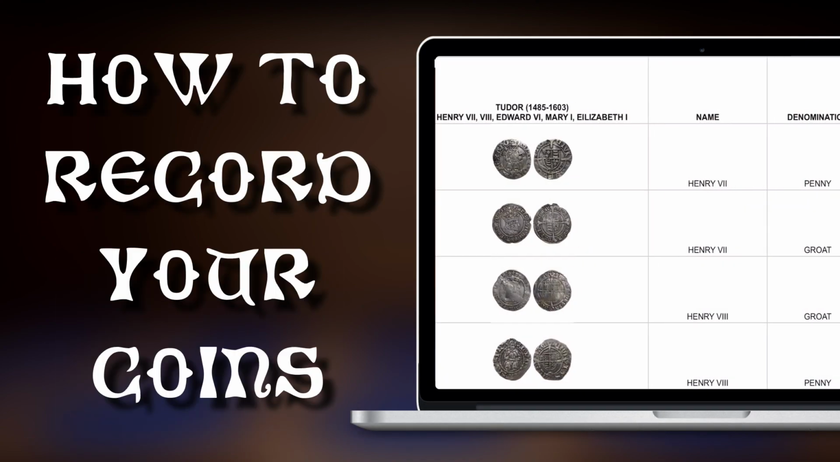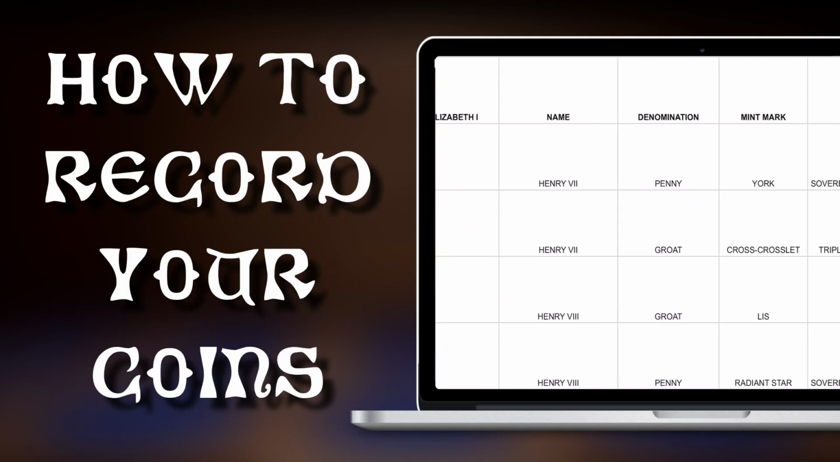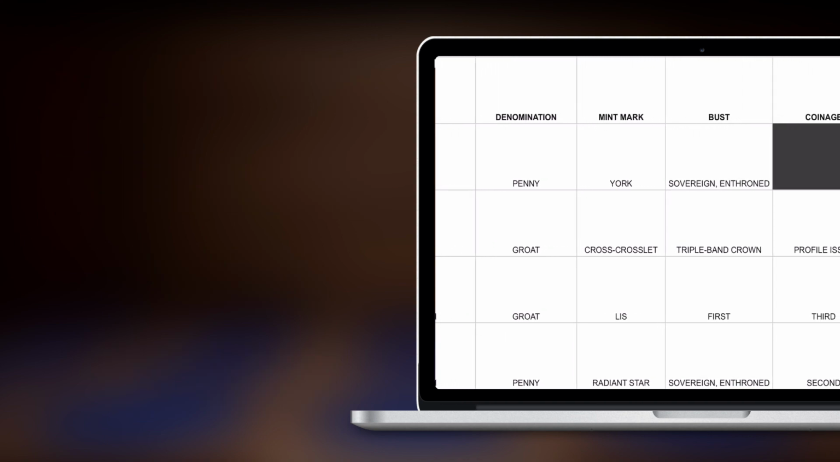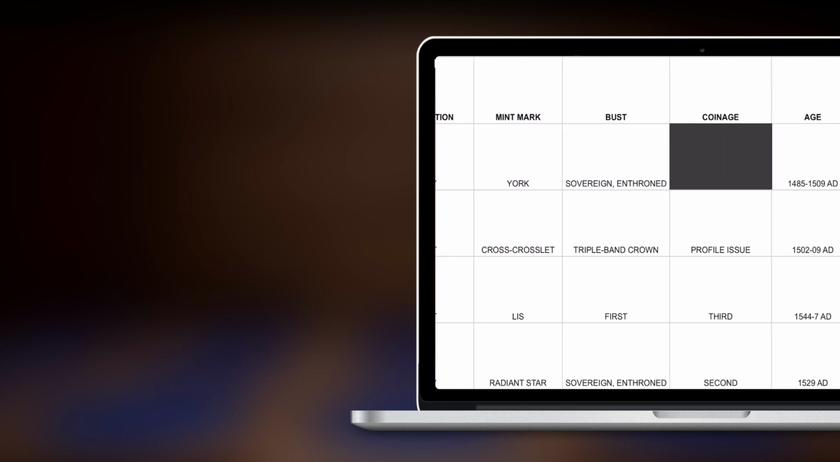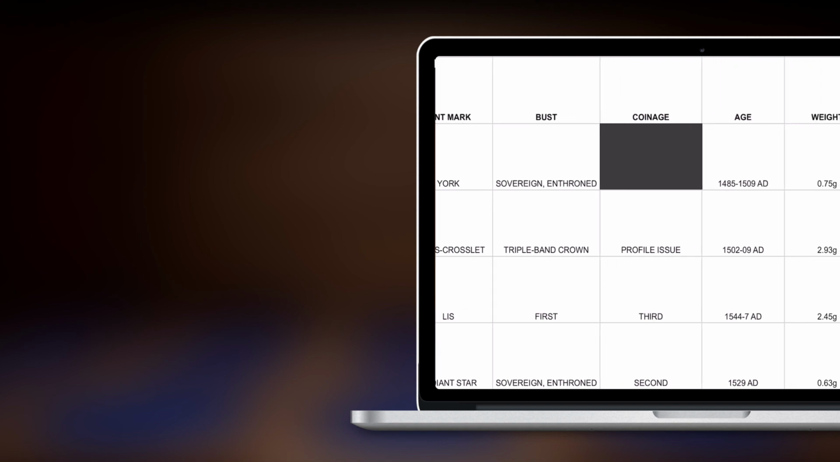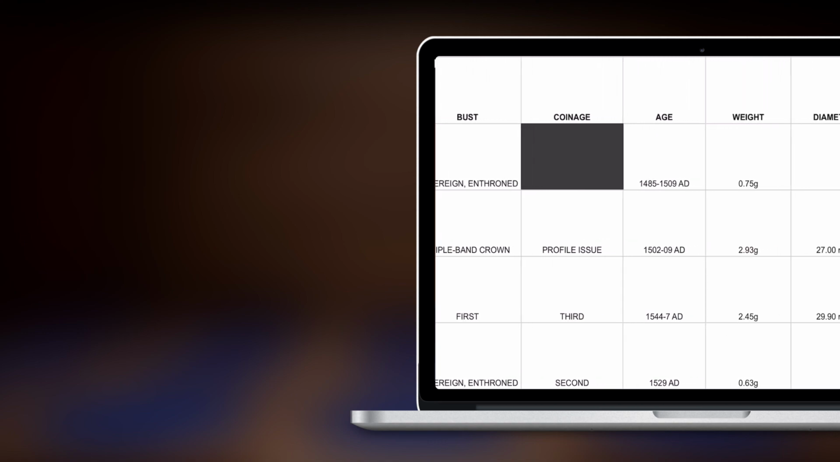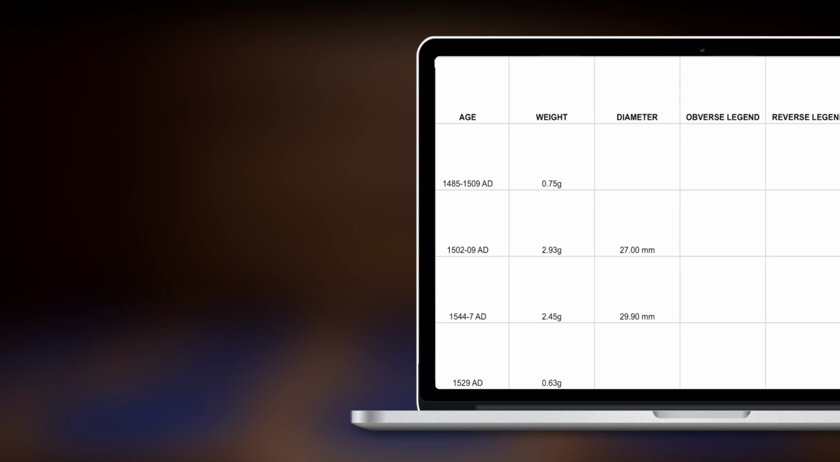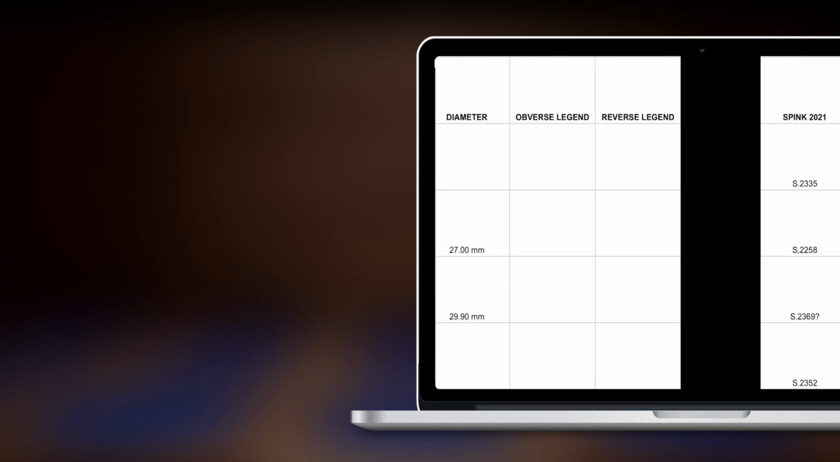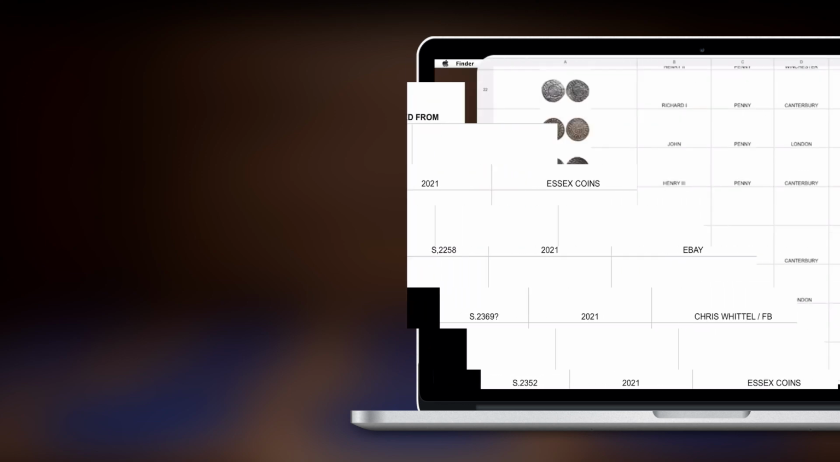So obviously these headings won't apply to all coinages. For example, the moneyer's name stopped being shown on coins after the 1279 recoinage, so it may be replaced with a different heading. And on screen now is an example of my sections throughout the different eras, and it's really up to you how you decide to record this information. So there we have it.